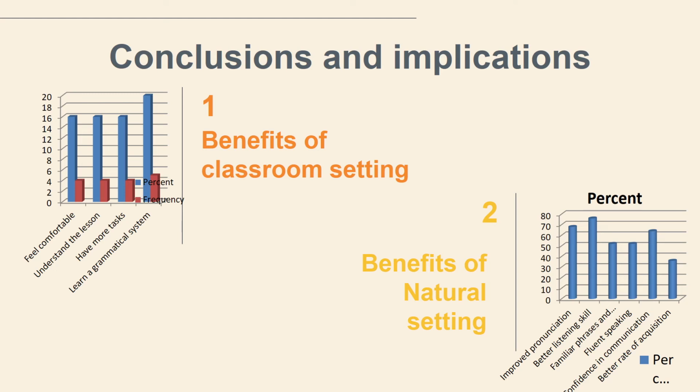When you look at the second column, with regard to the benefits of the natural setting, obviously the percentage of students' positive attitude toward the natural setting is dramatically 4 times as high as the classroom setting. 76% of students admitted that their listening skill can be improved clearly when communicating with foreigners. The second rank is pronunciation, which can also be improved clearly.